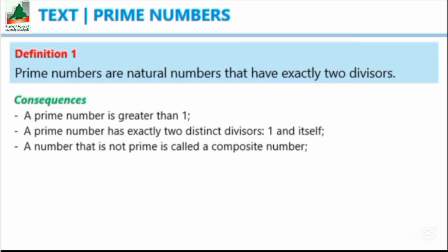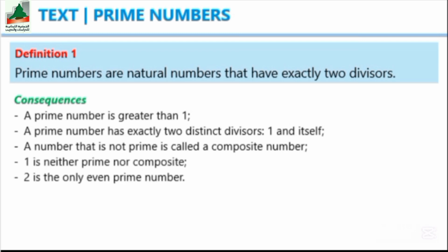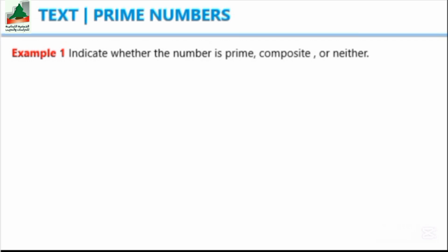A number that is not prime is called a composite number. 1 is neither prime nor composite. 2 is the only even prime number. Example: indicate whether the number is a prime, composite, or neither.